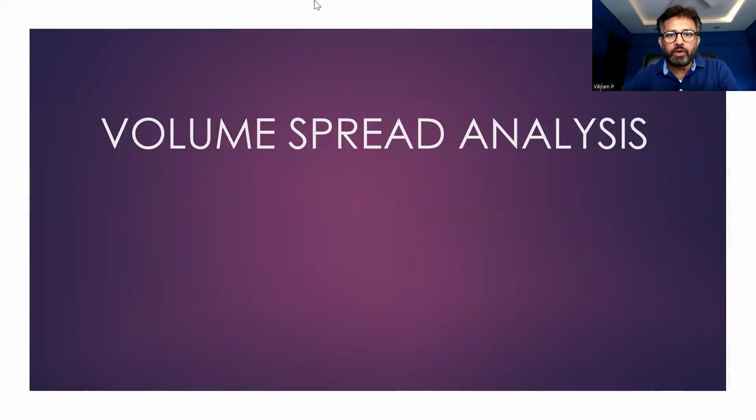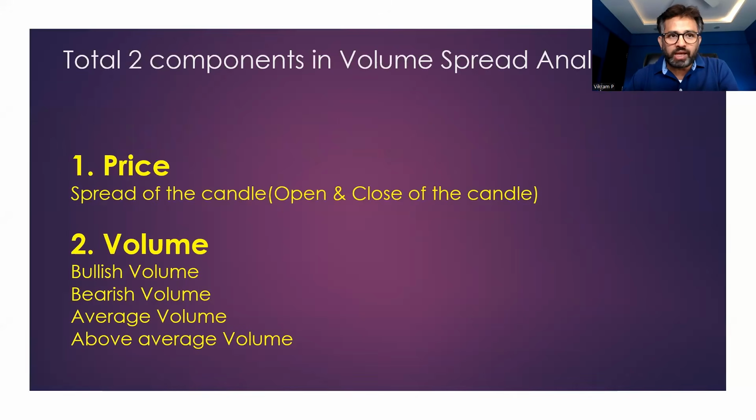Okay guys, let us start with volume spread analysis, how to identify market trend with the help of volumes. There are two main components in volume spread analysis: one is price and the second is volume, as the name itself suggests. Volume, you all already know, tells how many buyers and sellers are in that particular candle. Volume can be bullish volume, bearish volume, average volume, or above average volume.